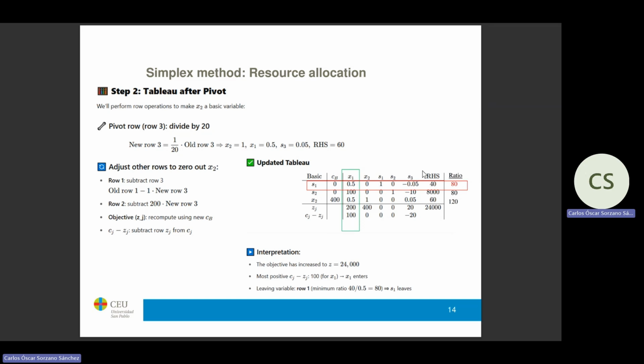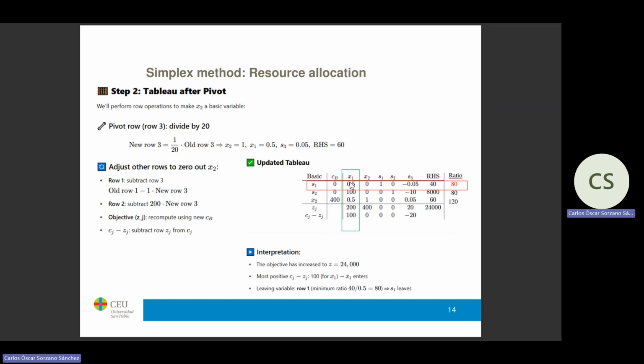And which one leaves? So we compute the right-hand side divided by this column. So it is 80, 80, 920. So we have to decide between S1 and S2. We don't care. We take the first one. And so X1 will get into the basis and S1 will leave.